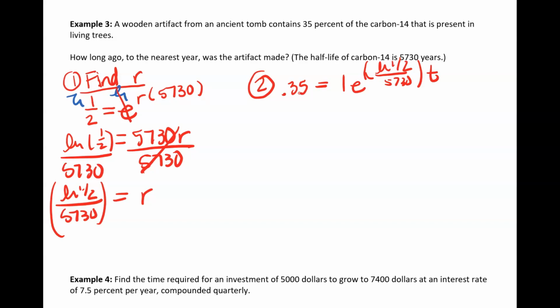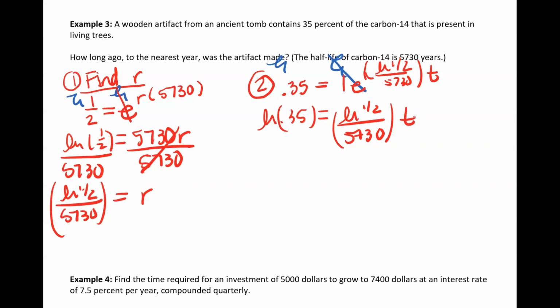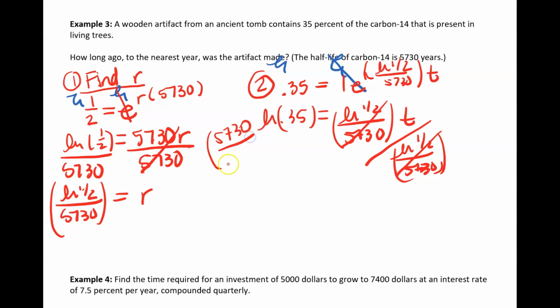Now I can solve it from here. I could take ln of both sides, so ln e would cancel. And I get ln of 0.35 is equal to ln of 1/2 over 5,730 t. Then I could divide by that ln of 1/2 over 5,730. Real big number there. Those would cancel. Over here, when I divide by a fraction, it's like multiplying by its reciprocal, so I'm going to flip it and multiply those two together.